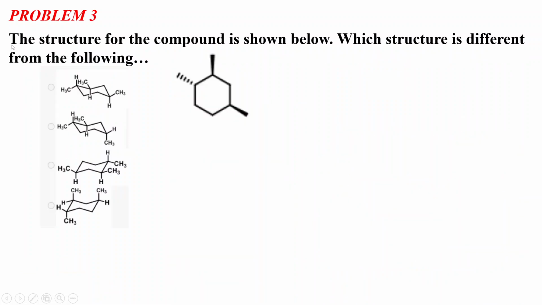Problem number 3 says that the structure for the compound is shown below. This is the structure for the compound. Which of the following structures is different from this structure? It is not marked as A, B, C, D, but you can understand which is A: this is A, this is B, this is C, and this is D. You have to find out which is different from this one. This is the normal form of the cyclohexane, and if it is projected in the chair form, which one will not match with this?